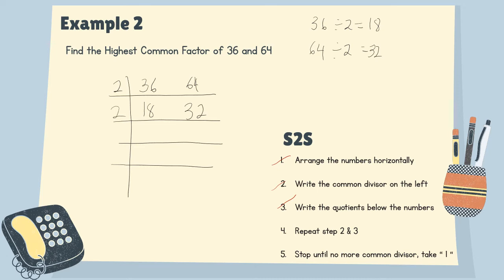So what is 18 divided by 2? 18 divided by 2 is 9. What is 32 divided by 2? Again, it helps. If you're not sure, you can always do long division.